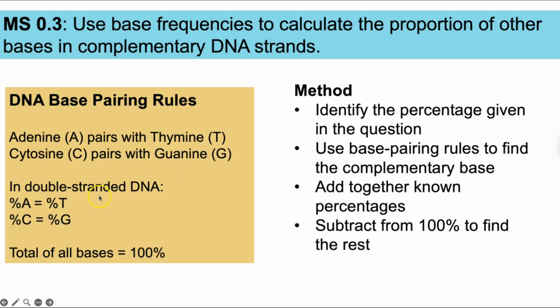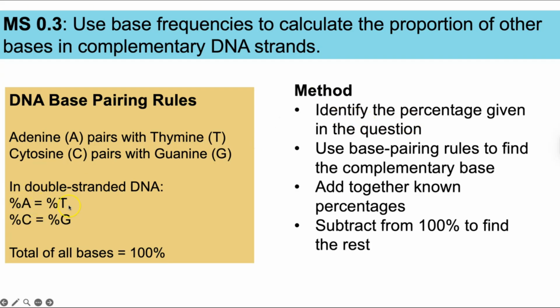So that means in a double-stranded DNA molecule, whatever percentage of adenine bases you have, you will have the same percentage of thymine because they always have to pair opposite each other. And the same with cytosine. Whatever percentage of cytosine bases you have, that will be the same as the percentage of guanine. And because those are the only 4 bases you can have, the total of all of those percentages has to equal 100. So for this one, your method would be identify the percentage given in the question.